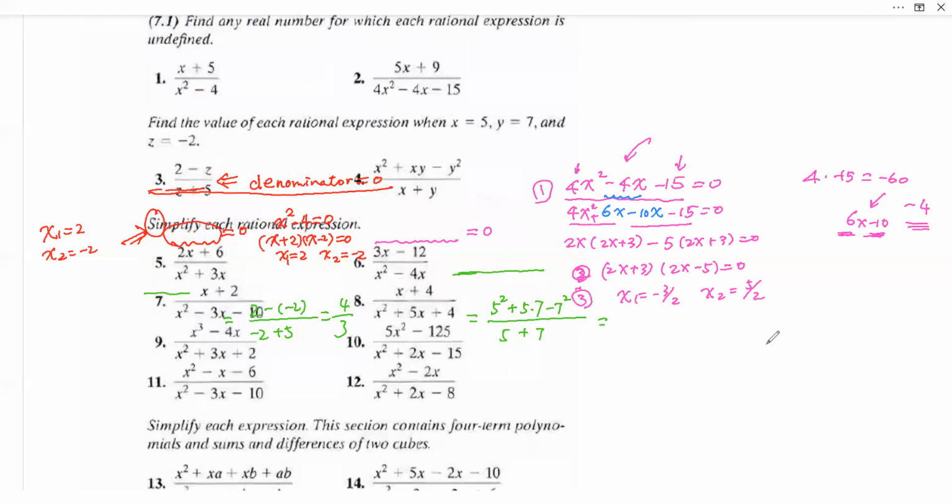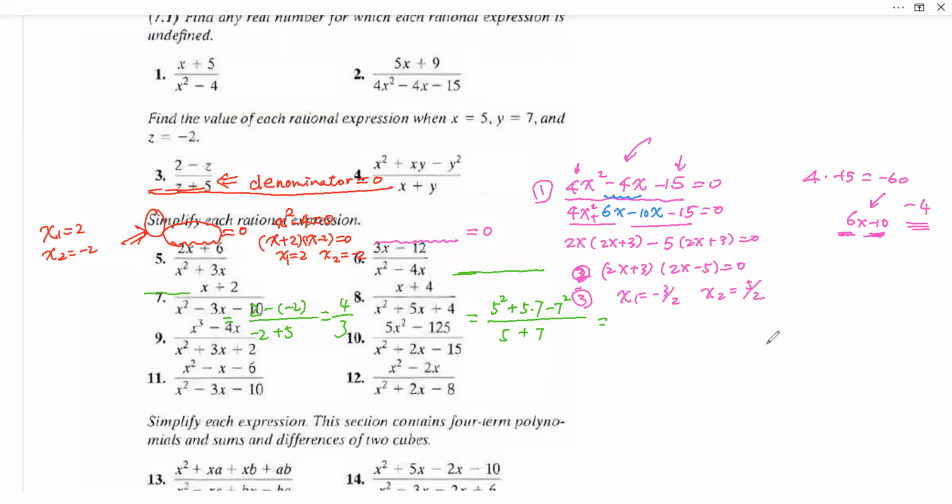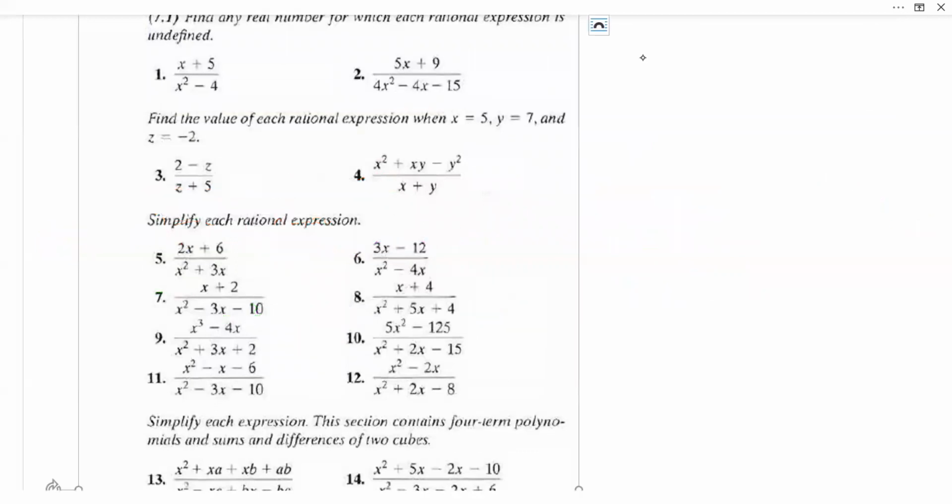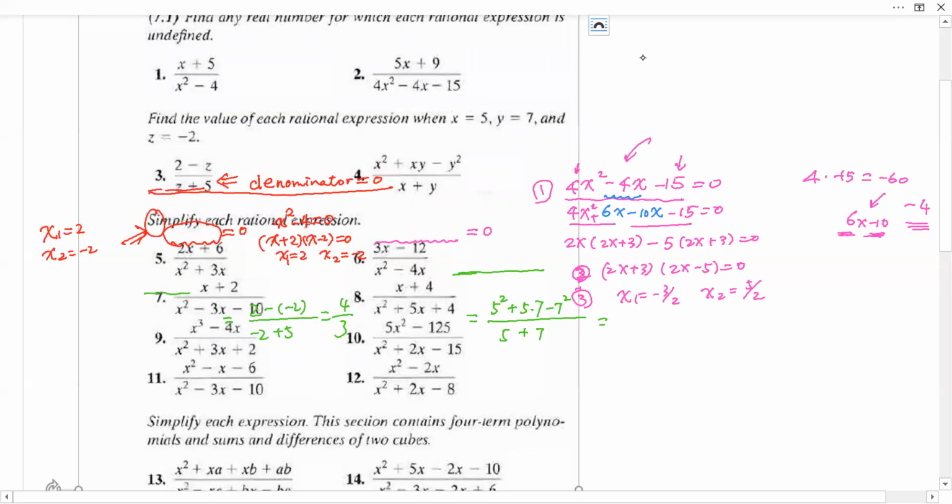All right, let's see the next number. If you don't remember it, just print screen, all right? Print screen, and we'll go through the next one.